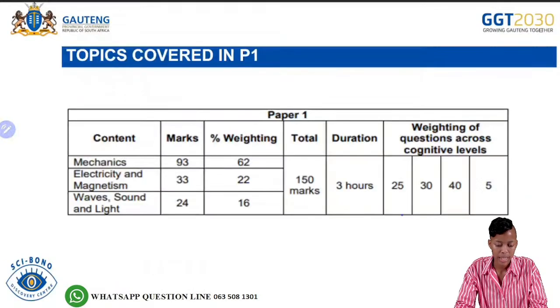And again, just to elaborate on the topics to be covered in paper 1, we have your mechanics, which has a total of 93 marks and has a percentage weighting of 62%. Electricity and magnetism, which has a total of 33 marks and a percentage weighting of 22%. Then wave, sound and light, which has a total of 24 marks and a percentage weighting of 16%.